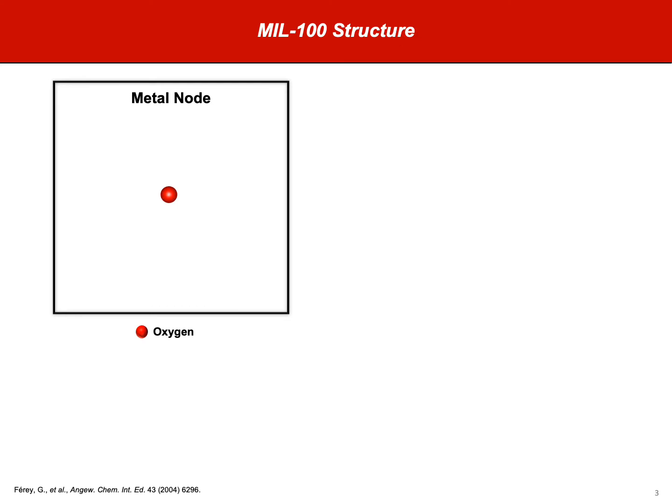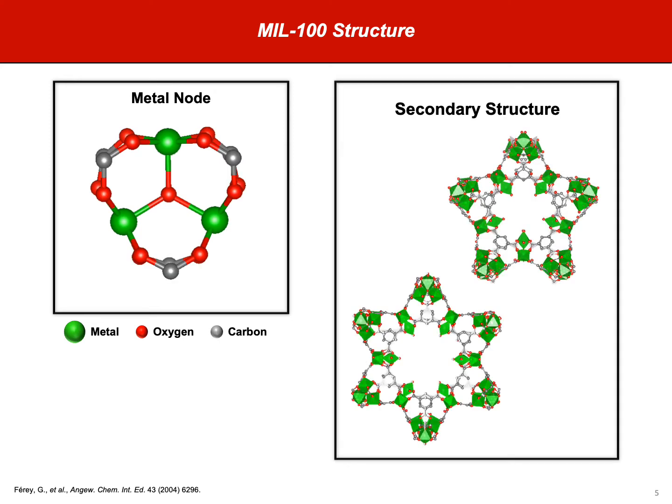So the node in MIL 100 chromium is comprised of a trimeric oxo node. I have this oxygen atom, which is connected to three metal atoms, that in this case is chromium. These metal atoms are interconnected through trimesate linkers, and these nodes, connected through trimesate linkers, form an extended secondary structure comprised of two mesoporous cages, one 6 angstroms in window diameter and the other 9 angstroms in window diameter.